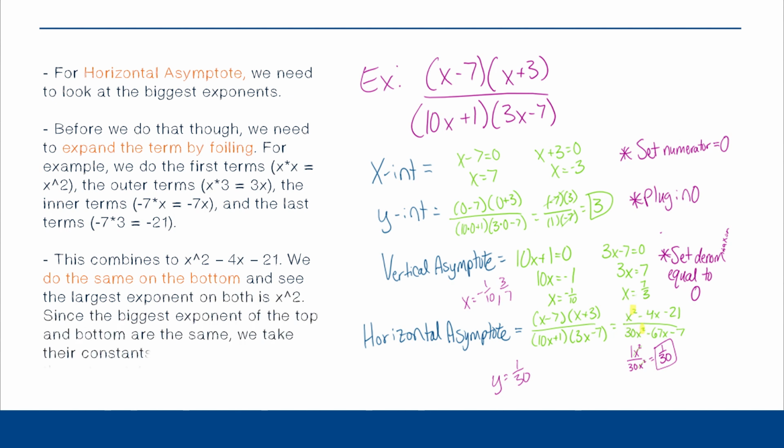We do the same on the bottom and see the largest exponent on both is x squared. Since the biggest exponent of the top and bottom are the same, we take their constants, or numbers in front of x, to get 1/30.